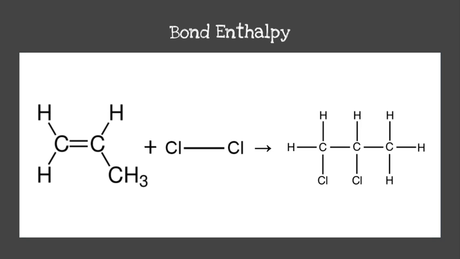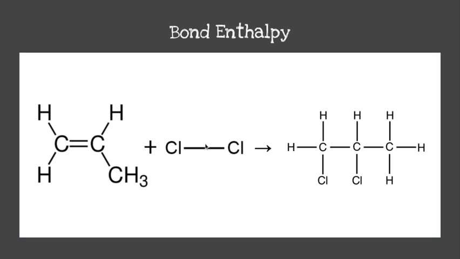But in this one, I will just provide you the bond enthalpies of each one. So how do we work with this? First, we need to know which bonds are broken and which bonds are formed. So let's talk about this. As you can see, two C-Cl bonds are formed.